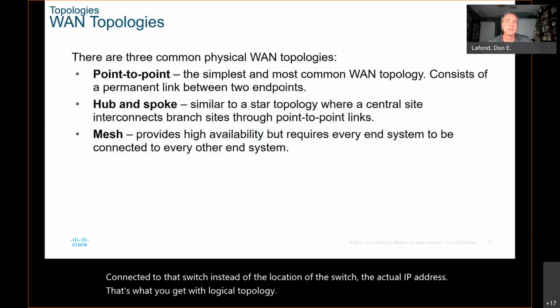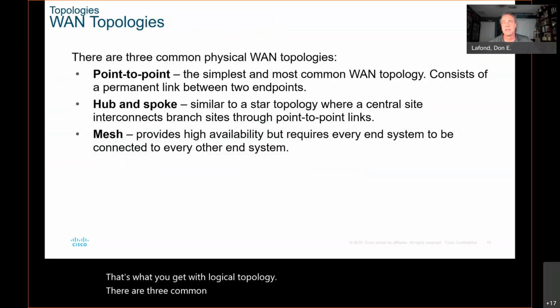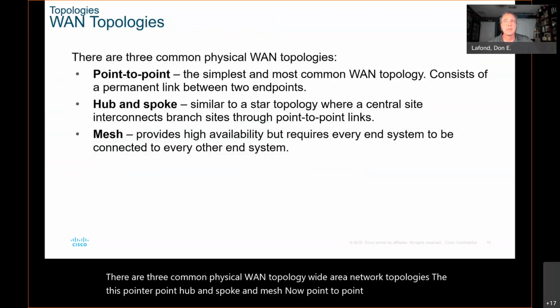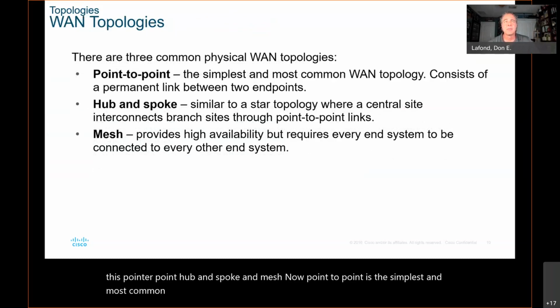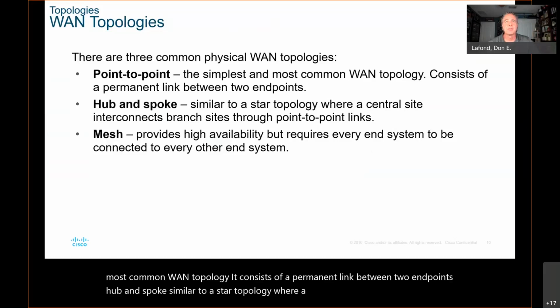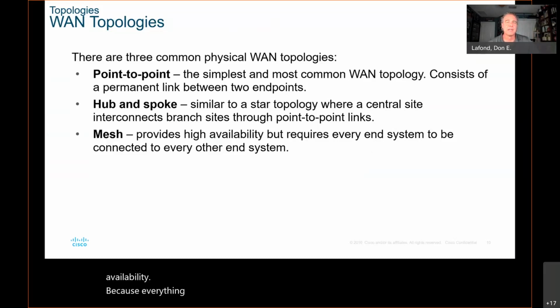There are 3 common physical WAN topologies, wide area network topologies. There's point-to-point, hub and spoke, and mesh. Now, point-to-point is the simplest and most common WAN topology. It consists of a permanent link between 2 endpoints. Hub and spoke, similar to a star topology, where a central site interconnects branch sites through point-to-point links. And then mesh provides high availability because everything is connected to every other device.